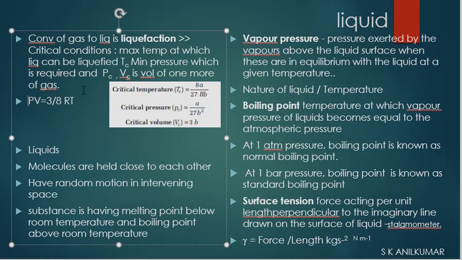Liquids are molecules that are held close to each other, not as close as in a solid but closer than in a gas. They have random motion in the intervening space. That is why liquids take the shape of the container.